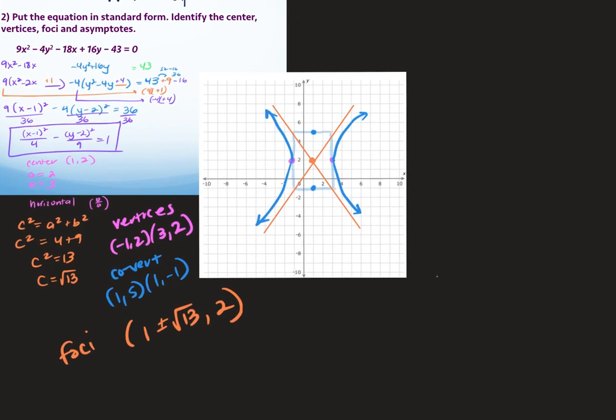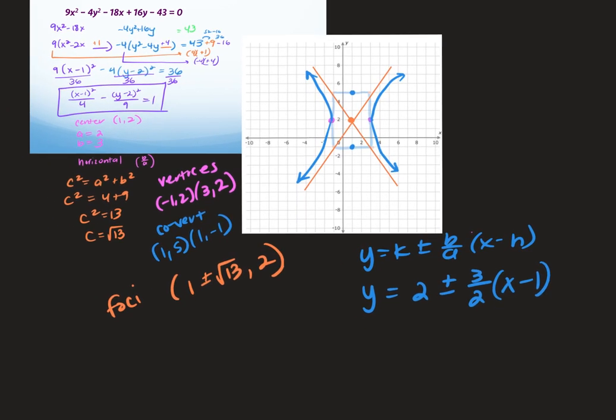And then asymptotes, the equation for asymptotes is y equals k plus and minus, we said it's b over a because it's horizontal, b over a, times (x minus h). So y equals, the k is 2, plus and minus, b was 3, a is 2, times (x minus 1). So all those different parts.